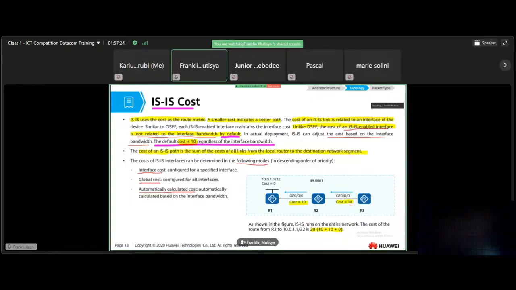Okay, so we are saying bandwidth is not the default parameter or the default factor for ISIS interfaces or the ISIS cost. Okay.